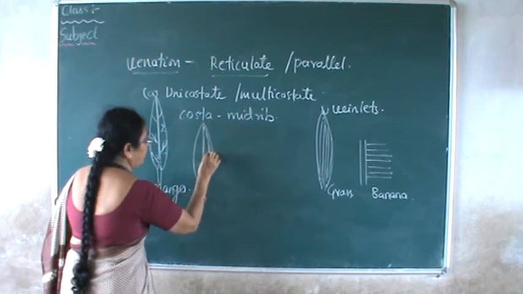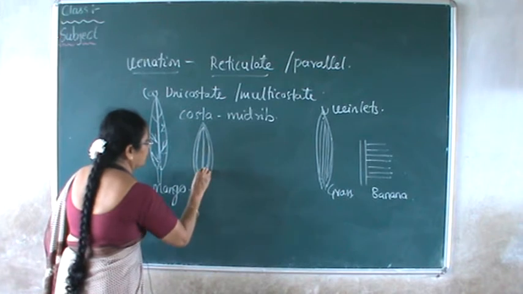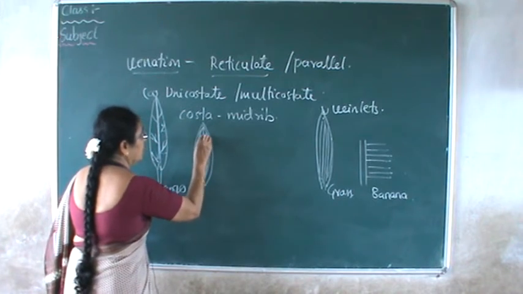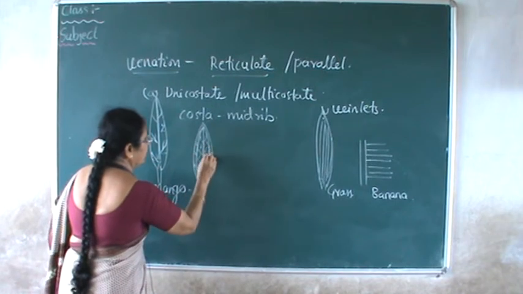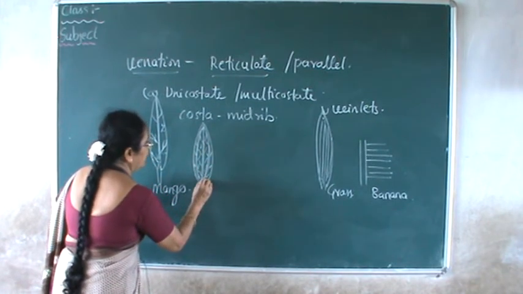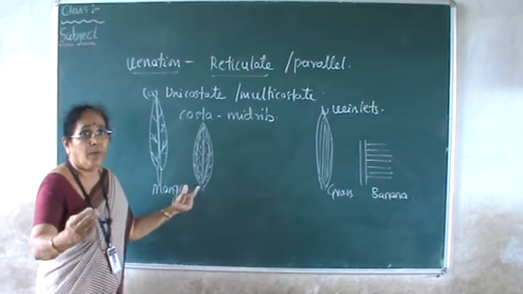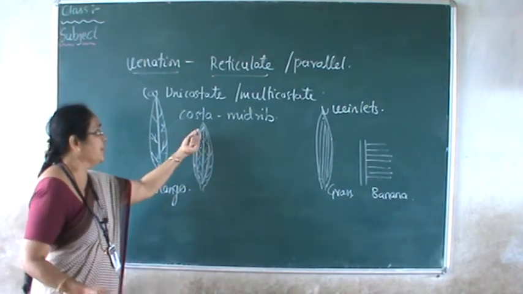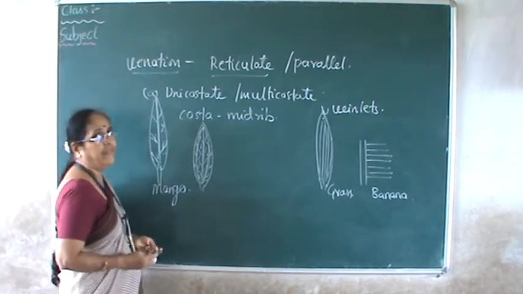So this is one type of multicostate reticulate venation. Further this is branched, all are branched to form a network-like system, ultimately reticulate venation. Here you will find three equally strong midribs running parallel to each other and they are converging at the top. That's a type of multicostate reticulate venation.